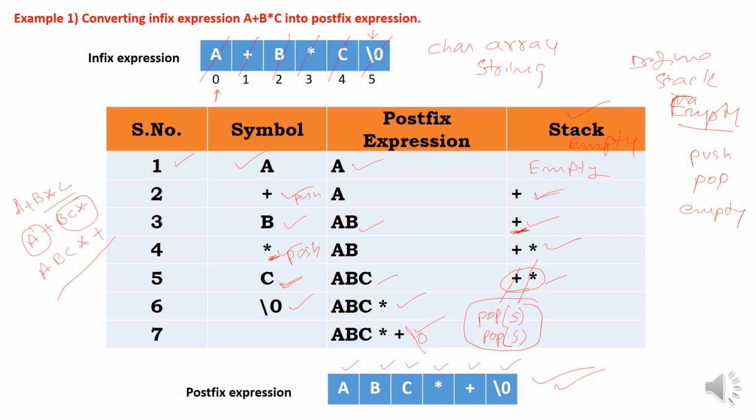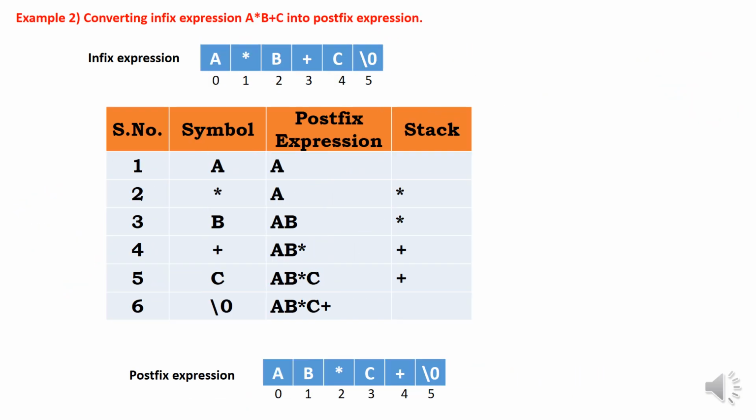Let us explain one more example. See here, a into b plus c. So the next infix expression is a into b plus c. It ends with the null character. Whatever the array, the last character of any character array or string is backslash 0. It is the null character, which indicates the end of the string.